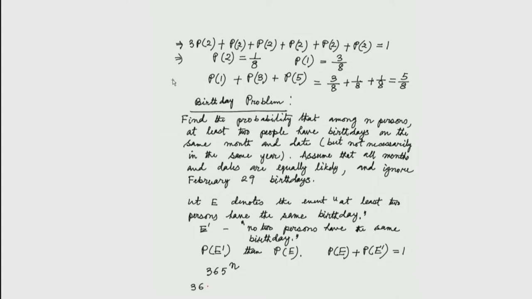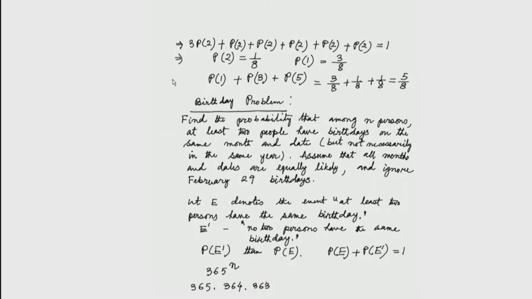So, first person's birthday can occur in 365 days, then second person's birthday can occur on any one of remaining 364 days, then similarly if we proceed, third person's birthday can occur in 363 ways, or we can say it can occur on any one of the remaining 363 days.